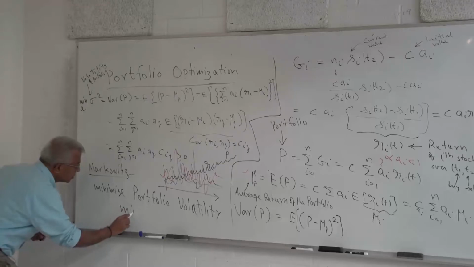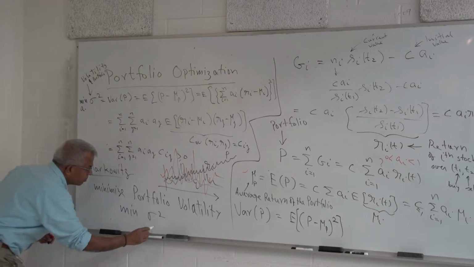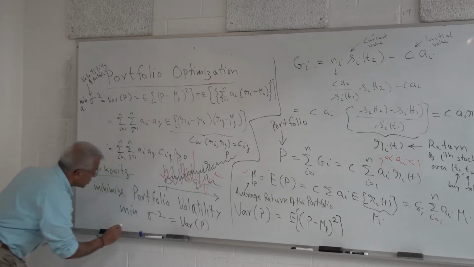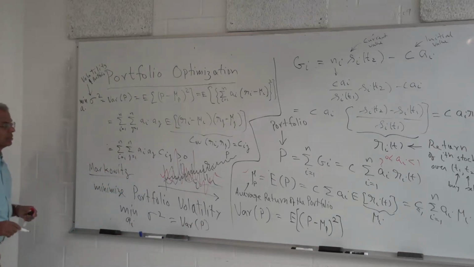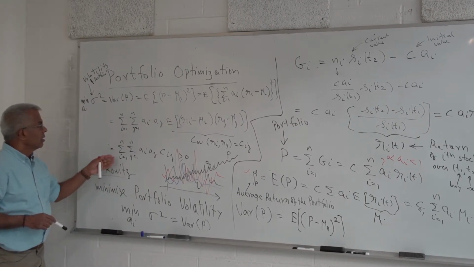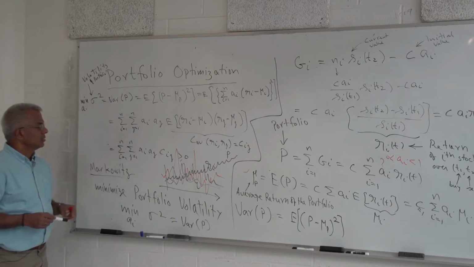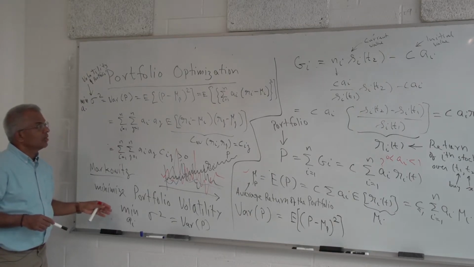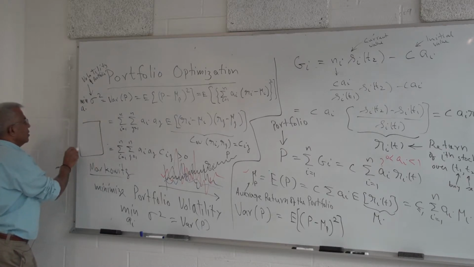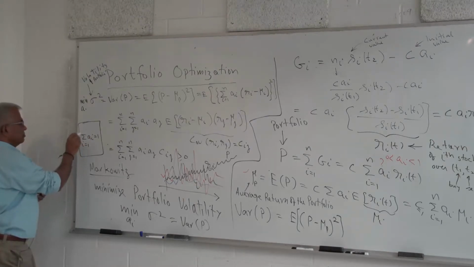Essentially, you minimize the variance of the portfolio, the minimization being on the AIs. So this is an optimization problem. We have the expression for the variance here, but this is a constrained optimization because we also have the constraint that at the end of the day, all the AIs should add up to 1.